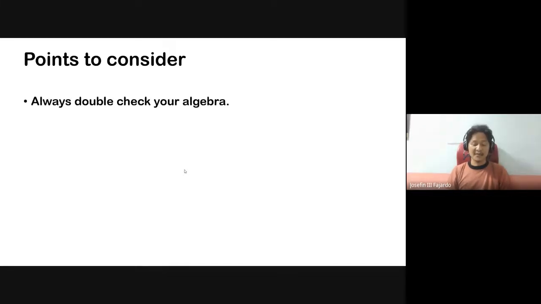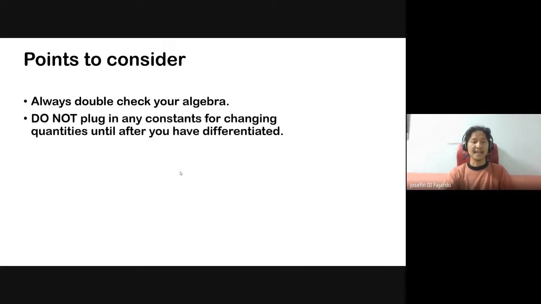We always have problem with the algebra. In other words, yung pagmamanipulate natin ng ating equation later on. So we always double check. And then, ito pa, isang maling ginagawa ng karamihan when solving for related rates. We do not plug in any constant for changing quantities until after you have differentiated. In other words, hanggat hindi tayo nagde-derivative, hindi muna tayo magsa-substitute.